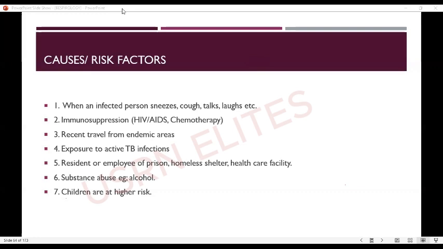Why? Because in children, their immune system is very, I mean, they are now building themselves. They don't have a strong immune system. If you're a child, you don't have a strong immune system, okay? So if you go closer to a patient with TB and the patient coughs, a child is going to get it simply, because you don't have a strong immune system, okay? So these are some risk factors.